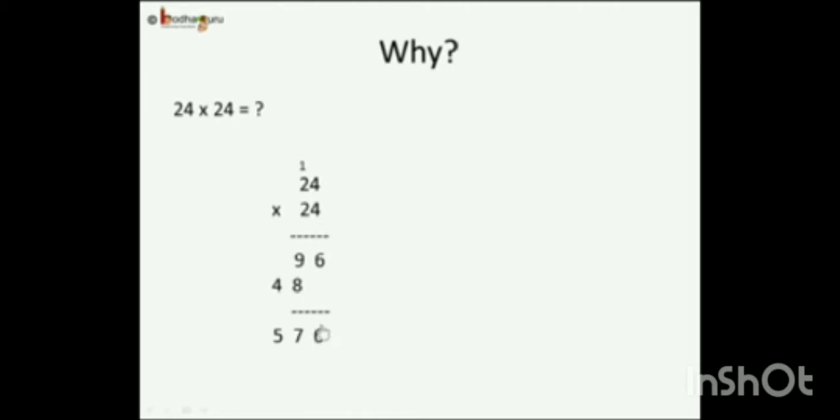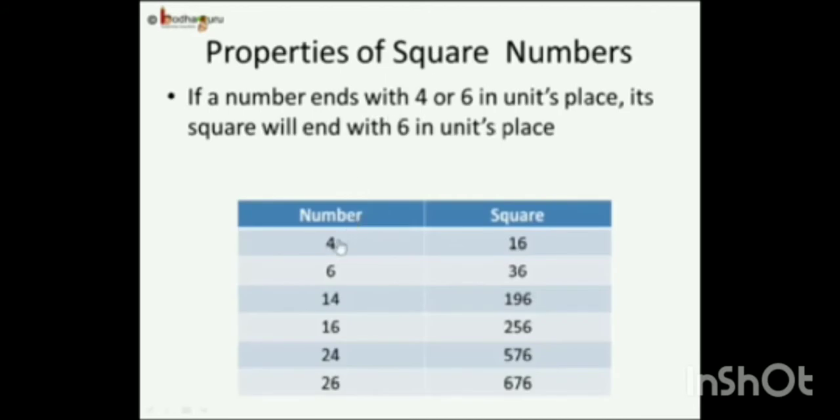If I take a big number, 32574 into 32574, the ones place in the product will be a 6, because 4 into 4 is 16, and 6 you write here and 1 goes somewhere on top. The rest of the numbers can be anything. But the property is saying if the number ends with 4 or 6 in the units place, then its square will end with 6 in the units place. Make sense?